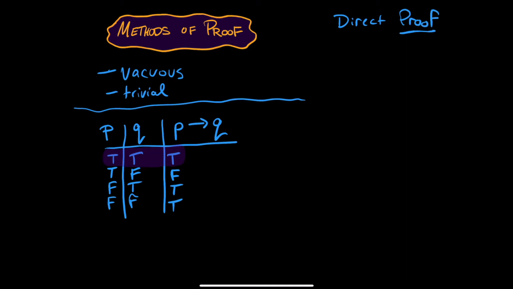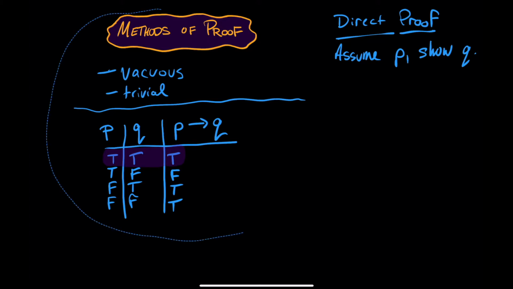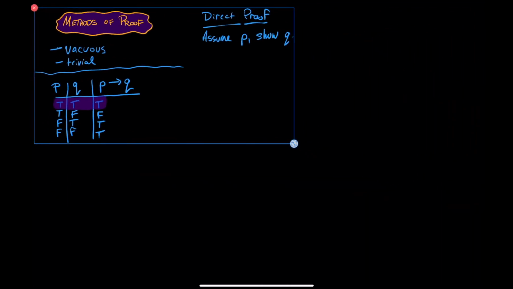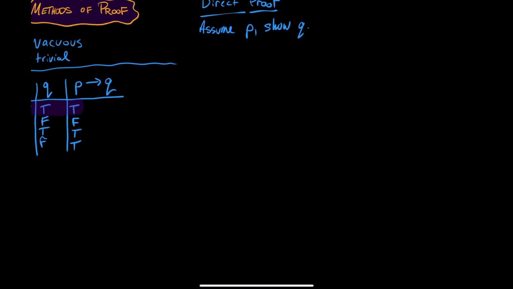So for a direct proof, we're going to assume that P is true, and then we show that Q follows from that truth of P. And this is sometimes a lot harder than the previous two that we saw, but it's more useful, and it's going to get us to be able to prove normal mathematical statements.